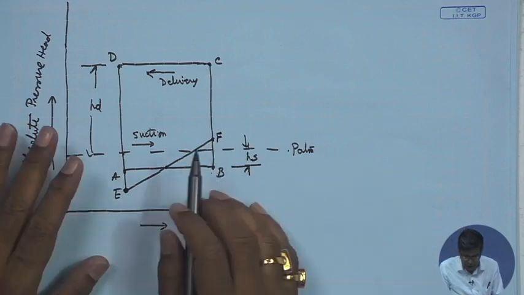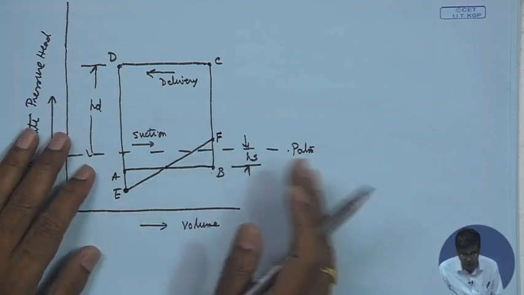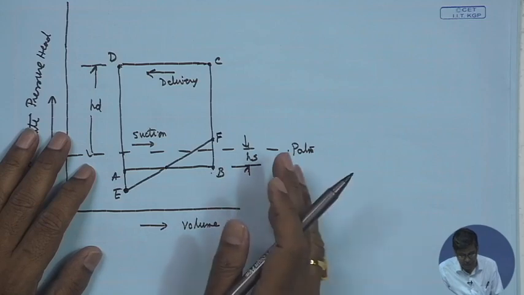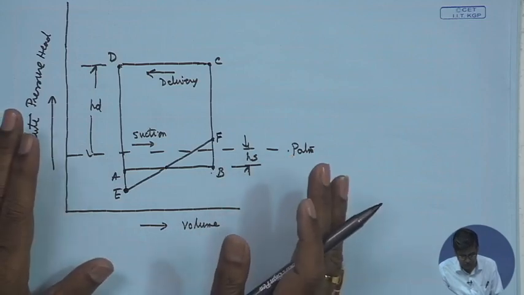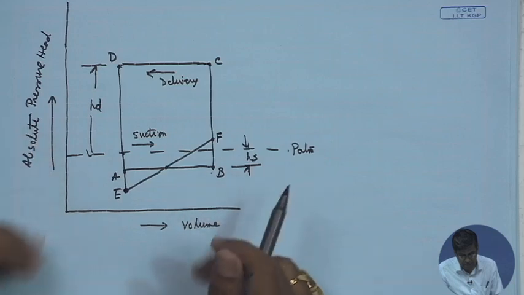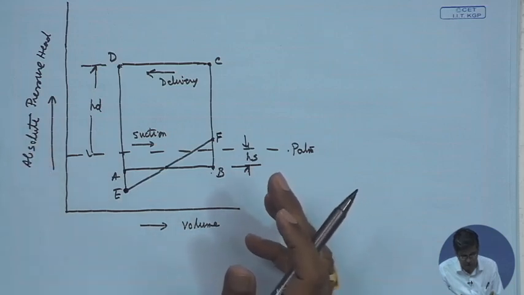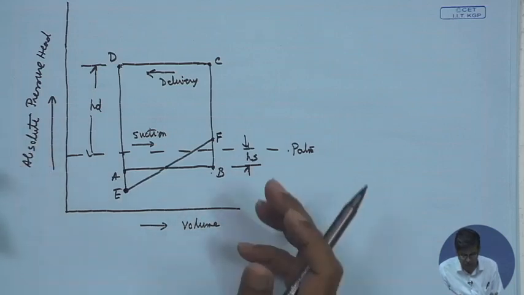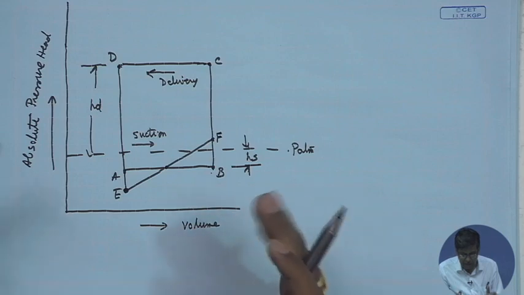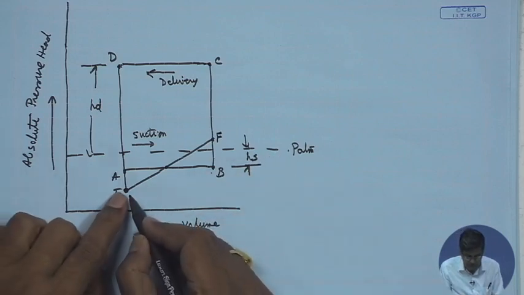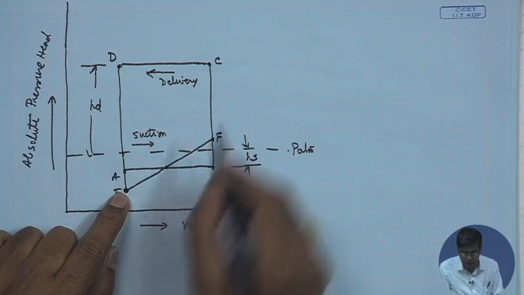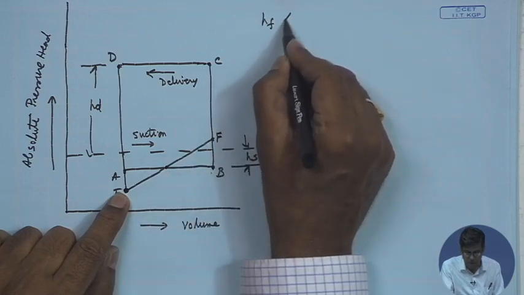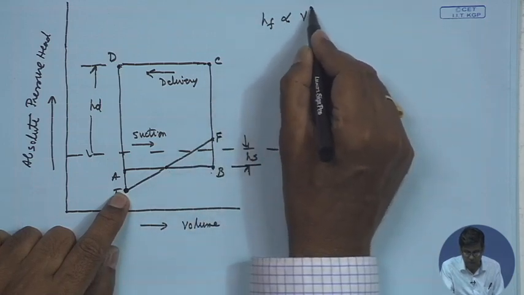Now, along with that, there are viscous losses in the pipeline and also in the cylinder. These viscous losses, that means the loss of energy due to fluid friction, also have to be surmounted by the head on the suction side. As you know, the viscous losses are always proportional to the square of the velocity.